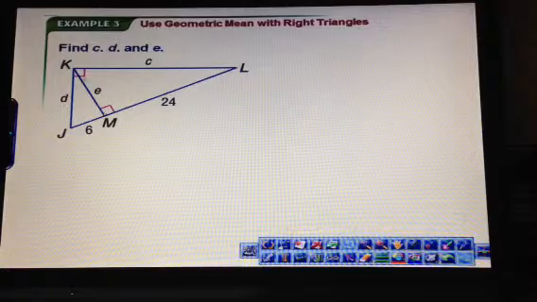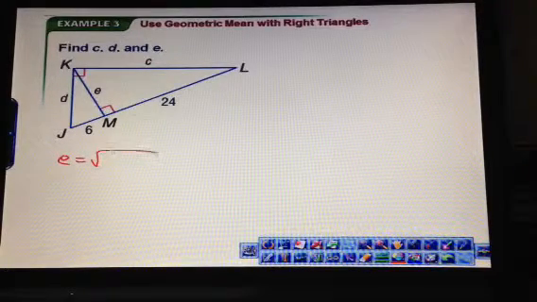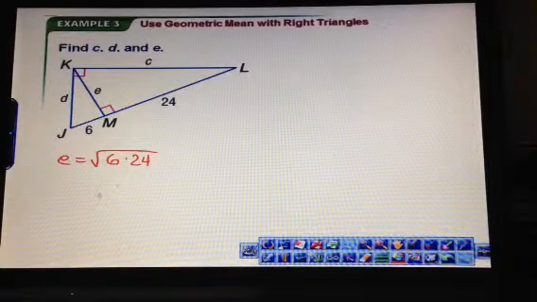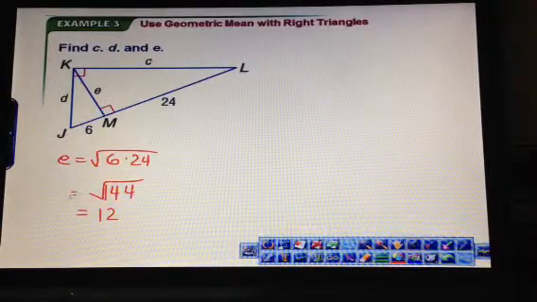As theorem 8.2 says, the length of the altitude drawn from the hypotenuse of a right triangle is the geometric mean of the two segments of the hypotenuse. So we can say that E is equal to the positive square root of 6 times 24. So we'll multiply these through. 6 times 4 is 24, carrying a 2. 6 times 2 is 12, plus the 2, 144. The positive square root of 144 is 12, so we can say that E is 12.